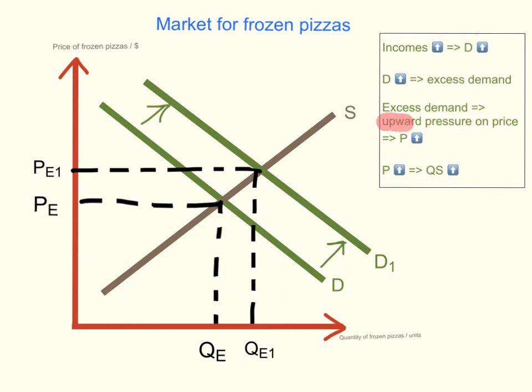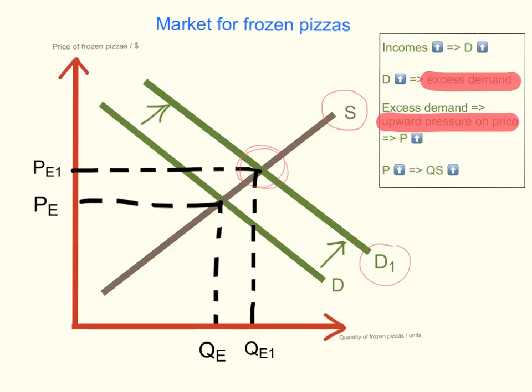This upward pressure on price due to the shortage or the excess demand will cause the price of frozen pizzas to slowly rise until we reach a new equilibrium, which is the intersection of the new demand curve, D1, and the supply curve, S. So this is the new equilibrium that I'm circling right here. Price will rise until it reaches the new equilibrium from PE to PE1, and the quantity will also increase until it reaches the new equilibrium quantity from QE to QE1. So QE1 is the new equilibrium quantity, PE1 is the new equilibrium price.